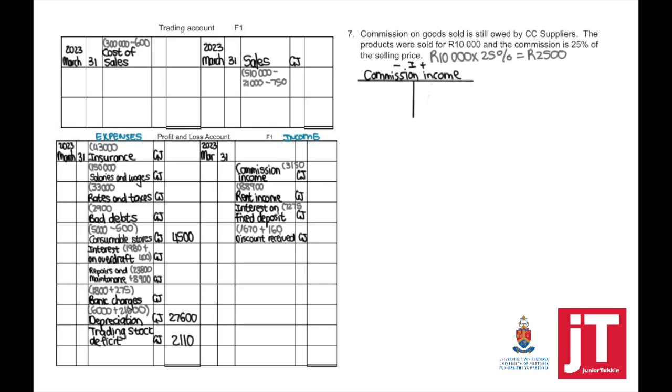So we just need to times that by 25%. And that must be added to our commission income. Because this is still outstanding, it would have gone to accrued income. In this activity, we actually don't care about that part because we've only been asked to complete the trading account and the profit and loss account, which means that we are going to say plus 2,500.